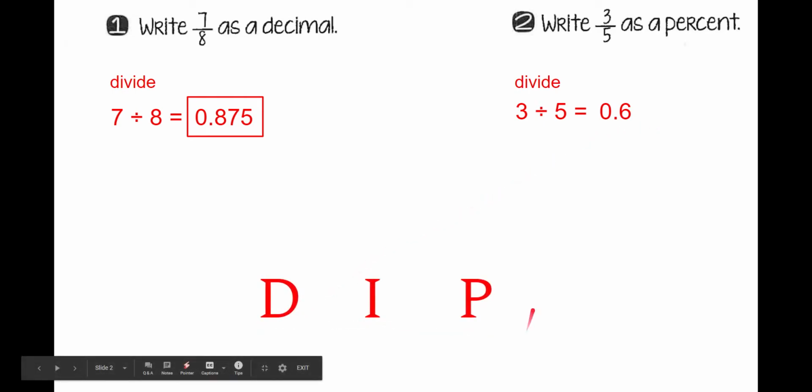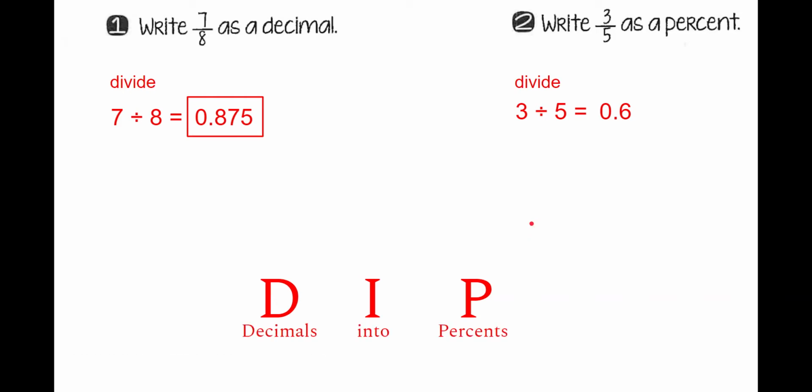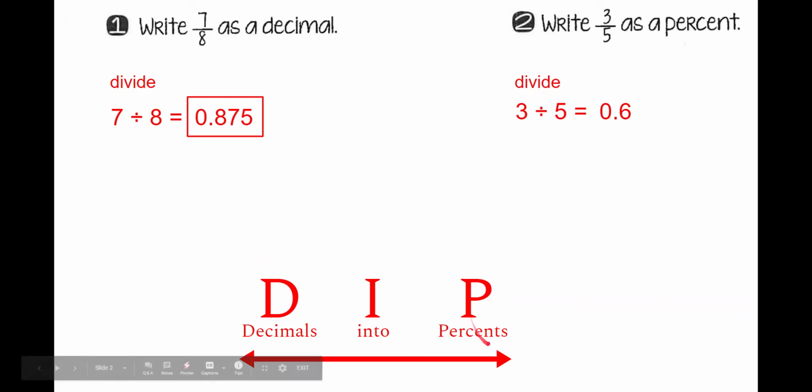And to do that, I've got this cool little trick. It's called DIP, which stands for decimals into percents. And whether you want to turn a decimal into a percent or a percent into a decimal, there's this arrow on the bottom. Unfortunately, it's being kind of covered over there. But if you want to go decimal to percent, you're going to move your decimal to the right. If you want your percent to turn into a decimal, you move your decimal to the left. So percents into decimals, move left. Decimals into percents, move right.